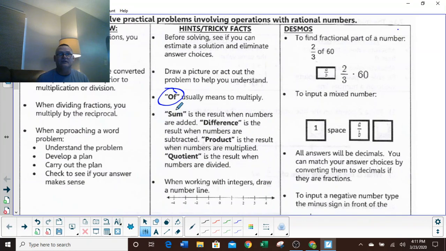Things to know up here, you can read through that. There's some good stuff over here that shows you the words of and some, difference, and product.